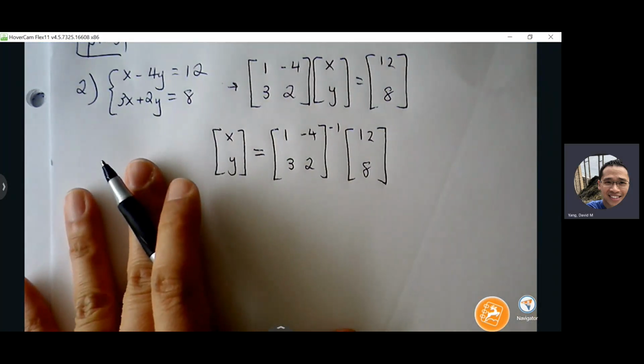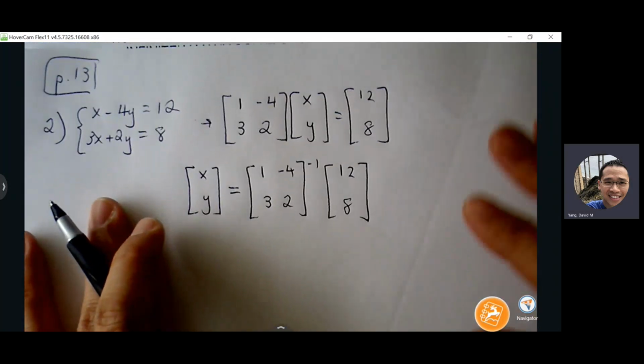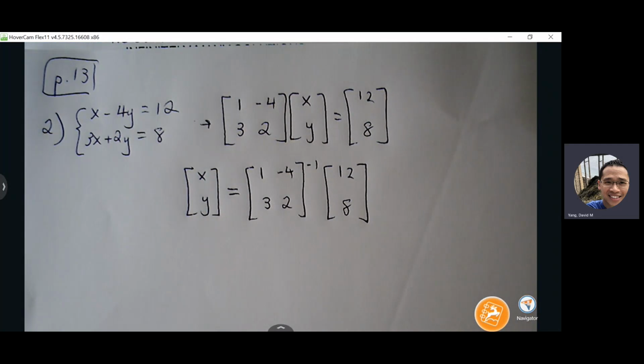Guys, actually, I want you to be familiar with this notation, and I want you to practice it this way. This will be helpful when we transition over to calculator work.